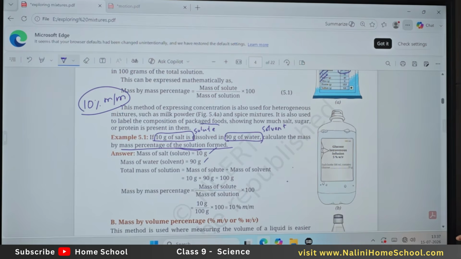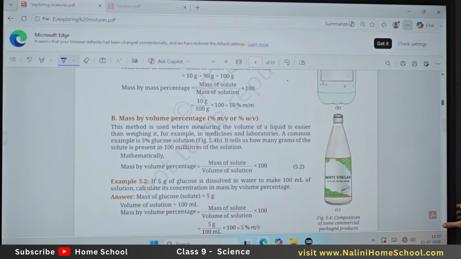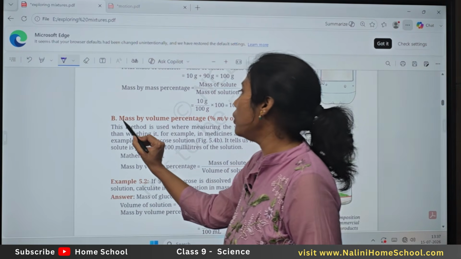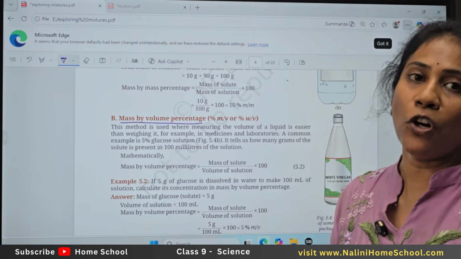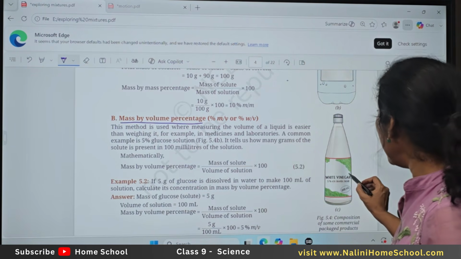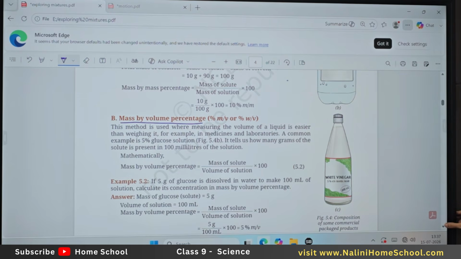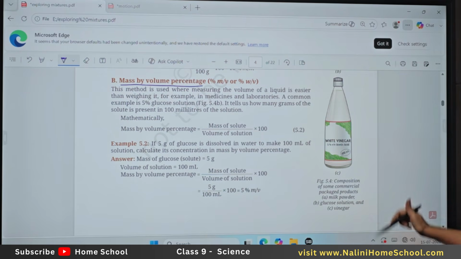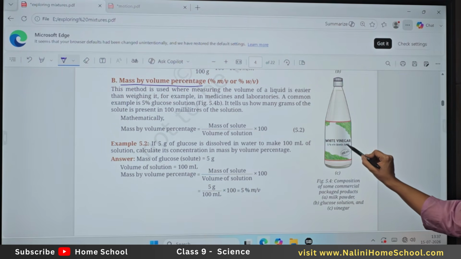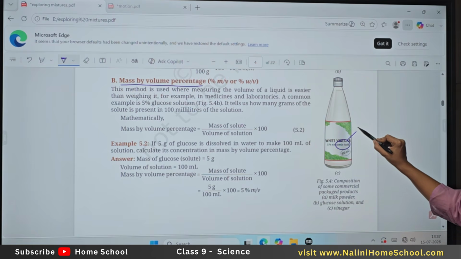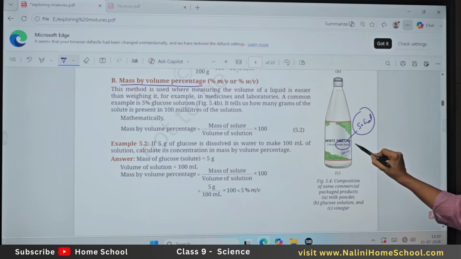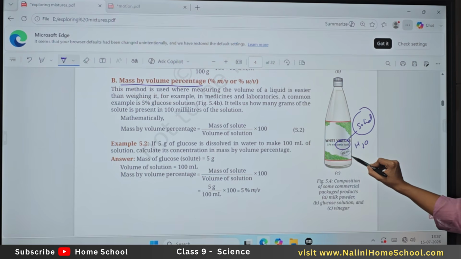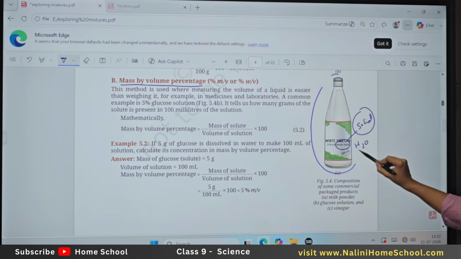So now coming to mass by volume. When is mass by volume used? Mass by volume is used when a particular solid is dissolved in liquid. Look here, it is vinegar, acetic acid. So acetic acid is actually a solid. So this acetic acid solid was dissolved in water, and what is the total volume of this liquid?